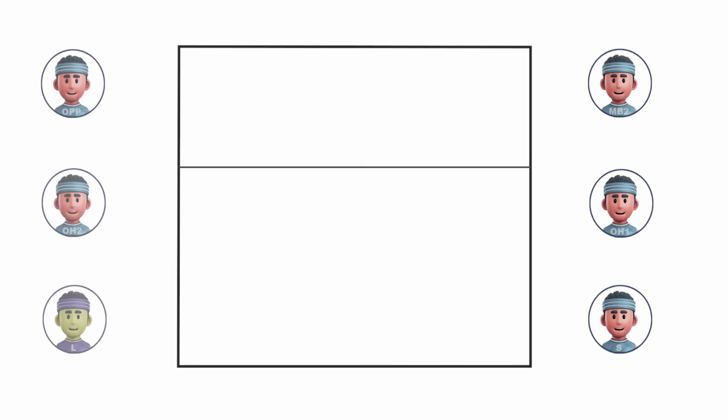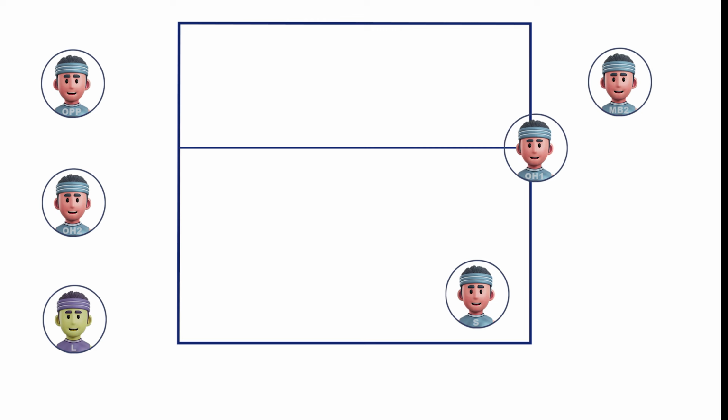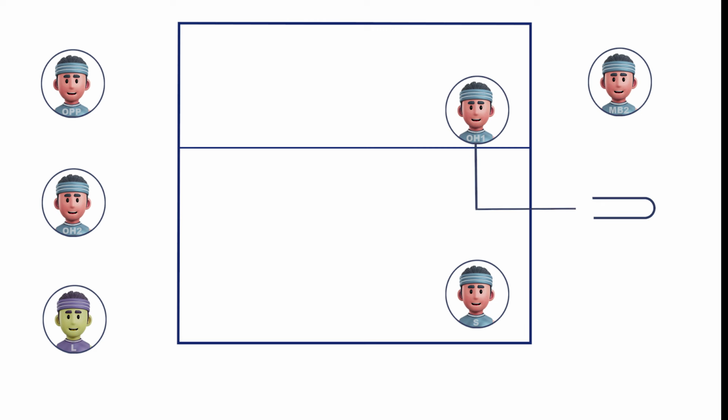There are 2 rows in the court, the front row and the back row, and there are 6 players in these 2 rows. The positions of these players are arranged as follows. Right back: this is where the setter starts, and it is also known as Zone 1. Right front: the outside hitter plays in this position, and it is called Zone 2.